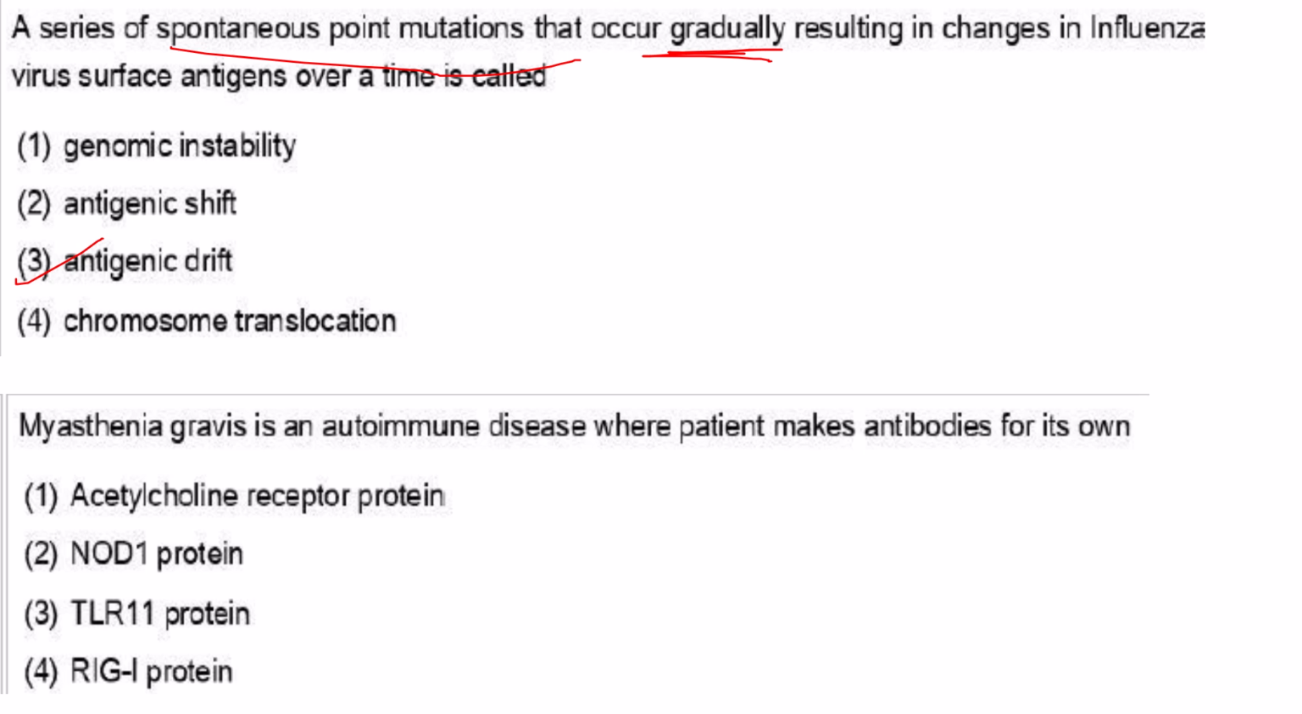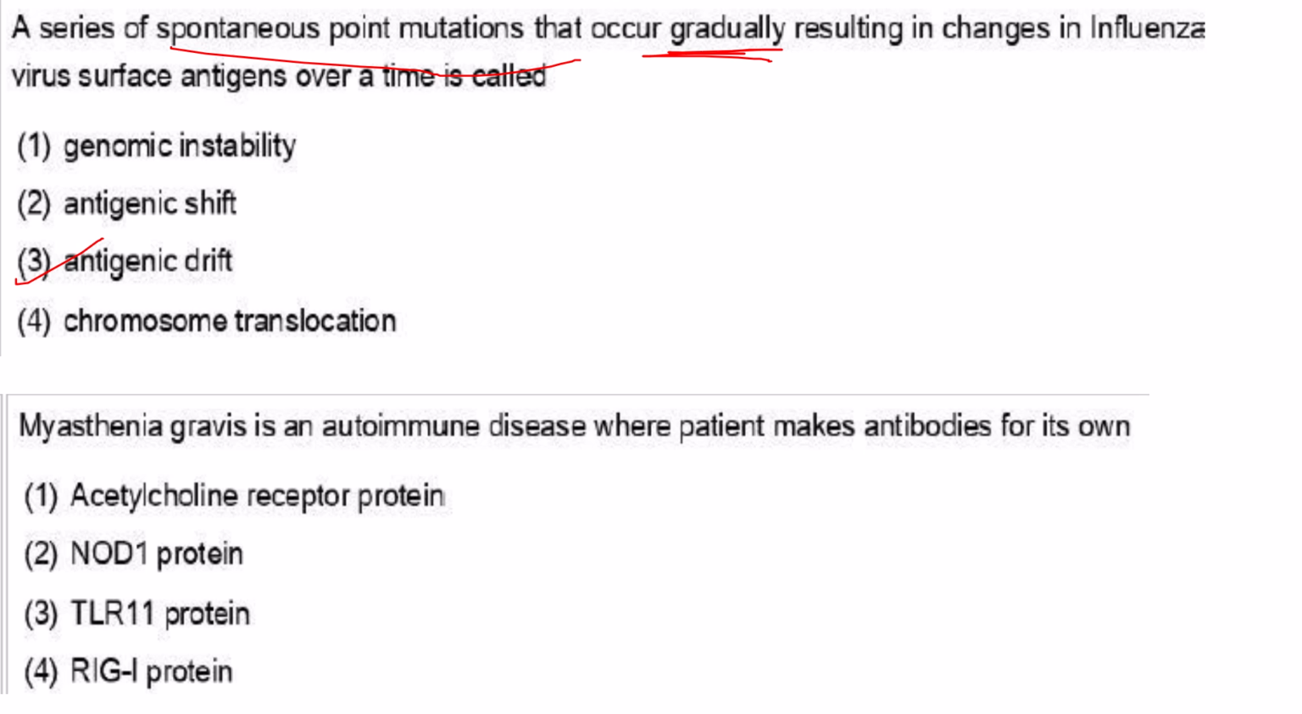So that is the reason for antigenic shift. It is not a gradual change, it is spontaneous. So that is antigenic shift. So the answer here is: gradual change in influenza virus surface antigens over time is antigenic drift.